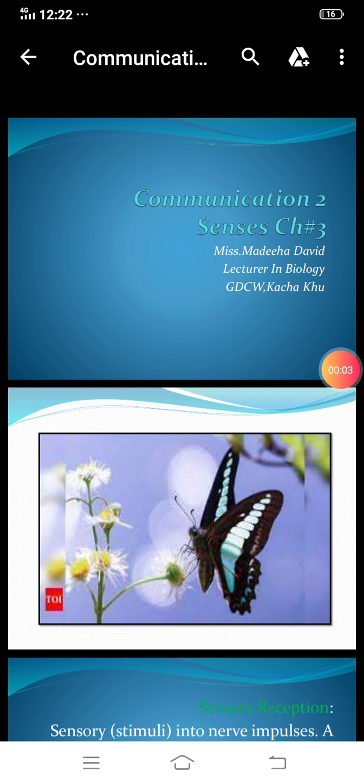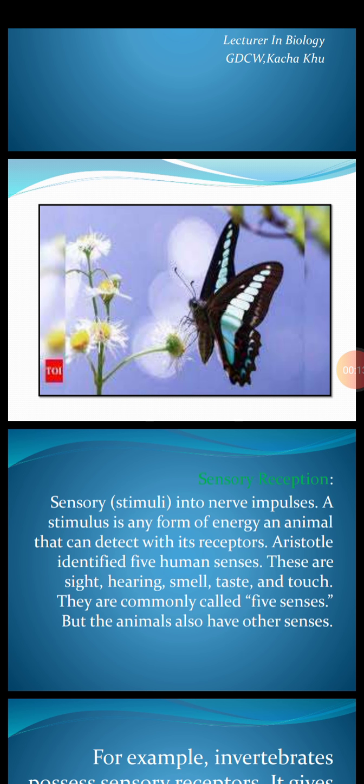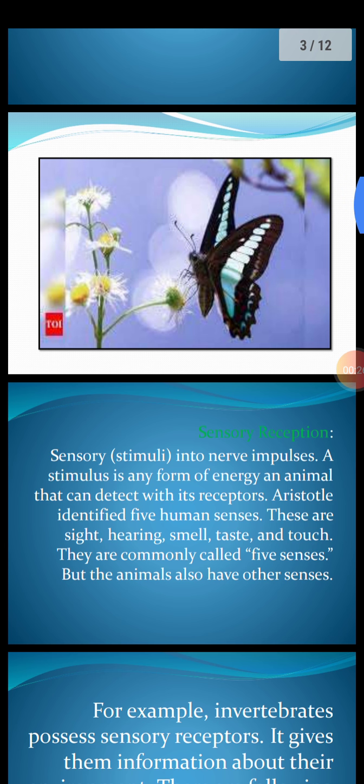Today in Zoology C, communication to senses, we will discuss sensory reception in invertebrates. That is, to feel different things with the help of receptors. Sensory receptors consist of cells which can convert environmental information, that is stimulus, into nerve impulses, so messages can be transmitted to the body. A stimulus is any form of energy an animal can detect with the help of its receptors.